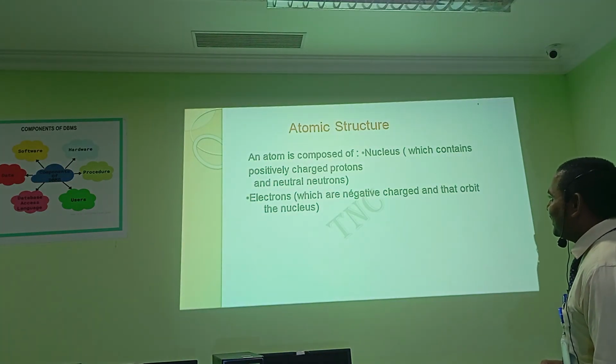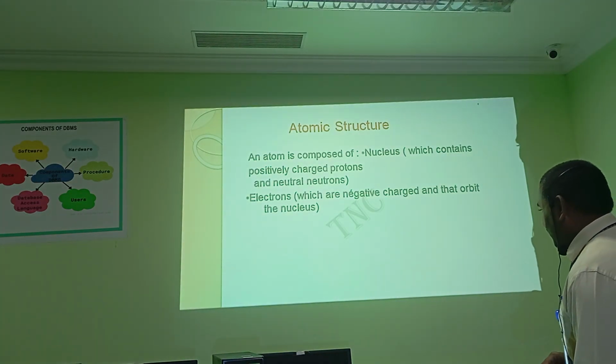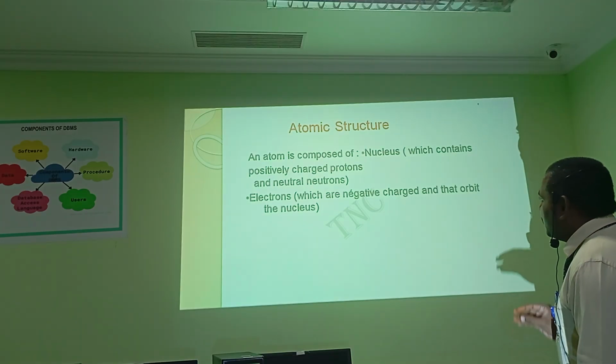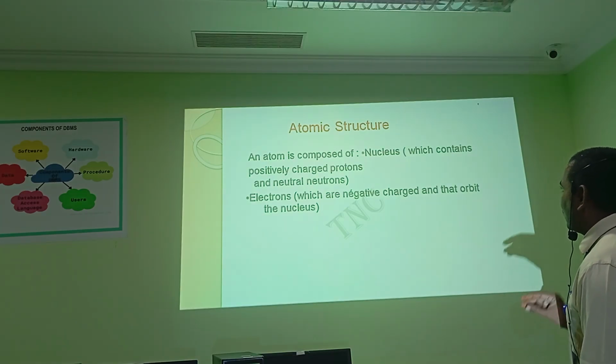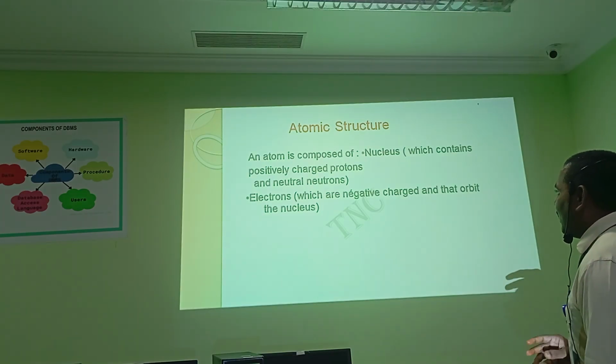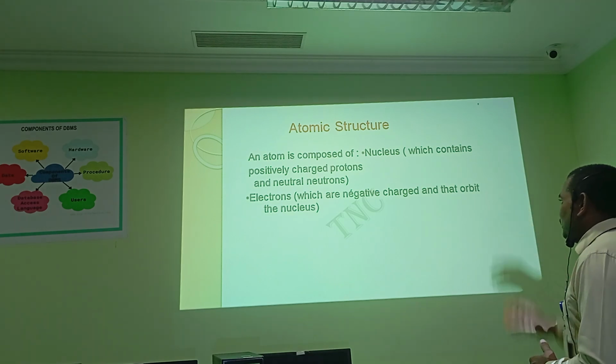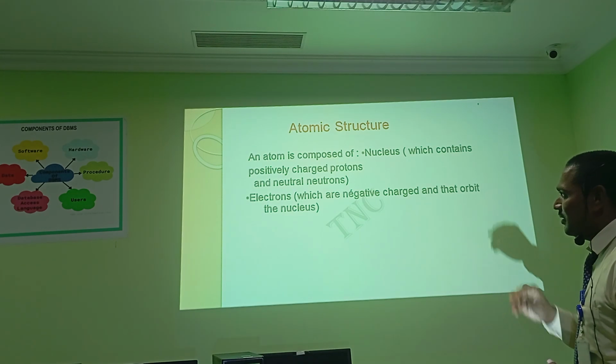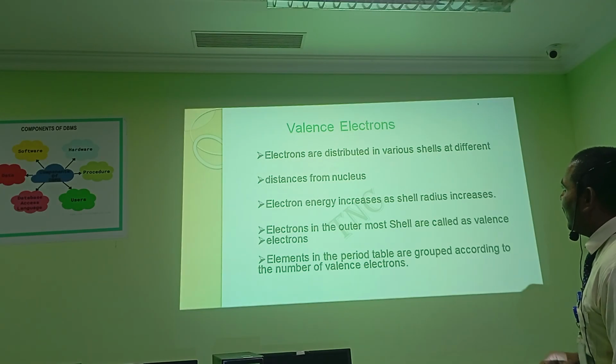The atomic structure. So the next topic is atomic physics and atomic structure. The atom is composed of the nucleus with the proton. The electron will be revolving in the outermost orbital, which carries the negative charge around the nucleus. Yes. The valence electron.